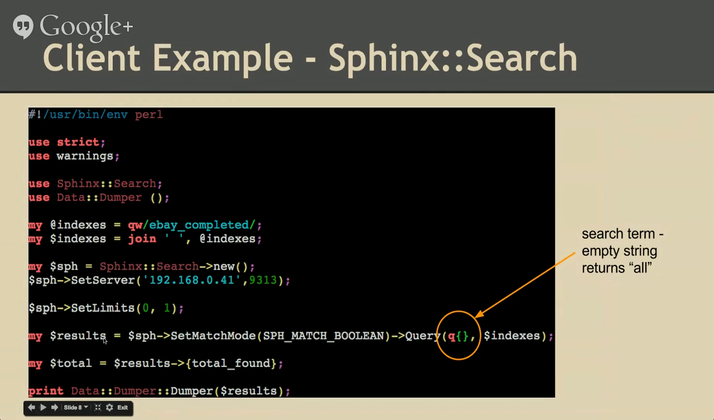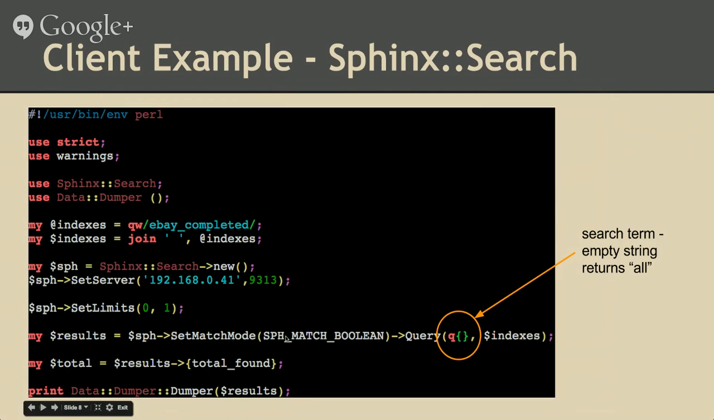So here is where I get my results. This is set match mode. There's a ton of different match modes, and what I'm using here is SPH match Boolean. It supports a Boolean expression for searching. So it can be keyword 1 and keyword 2, and then you can use parentheses to nest. It's a logical expression of keywords, so it's pretty handy.